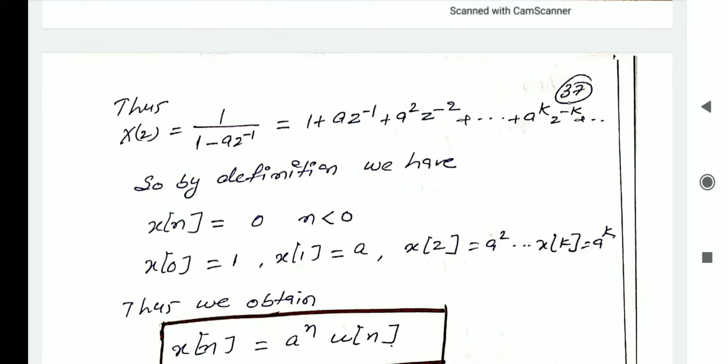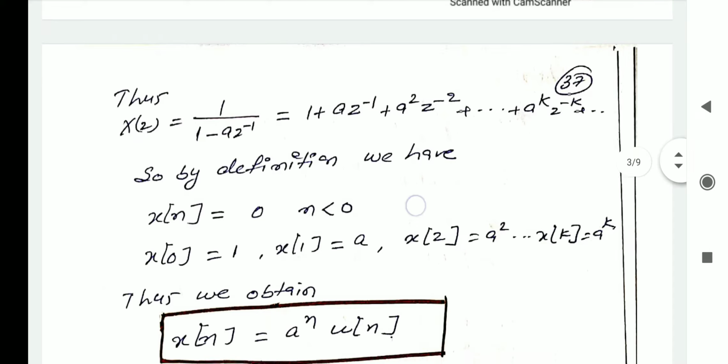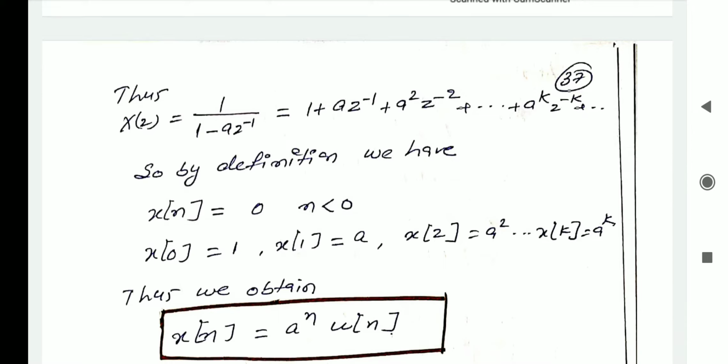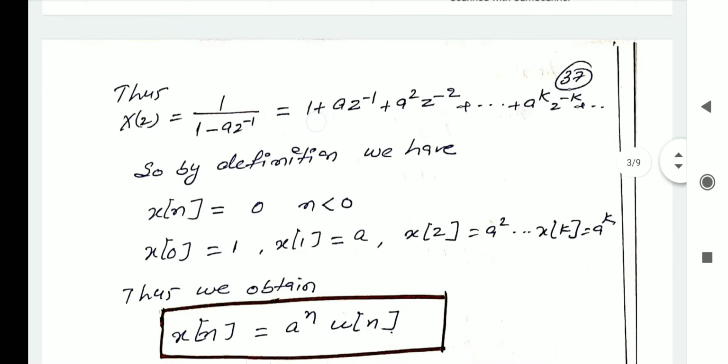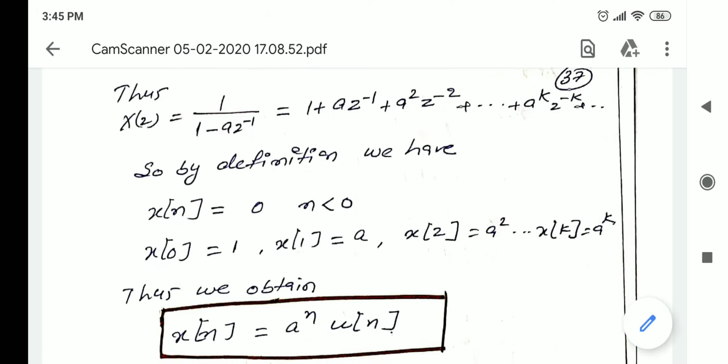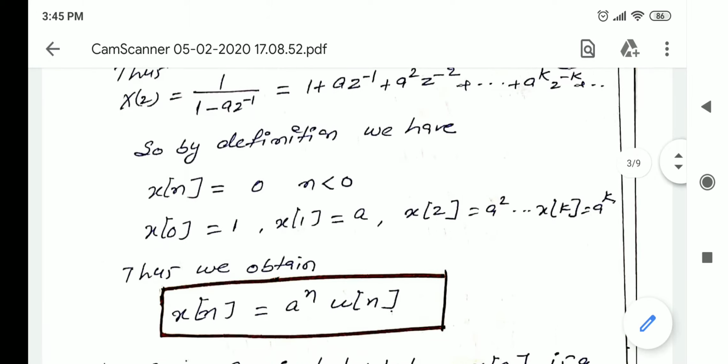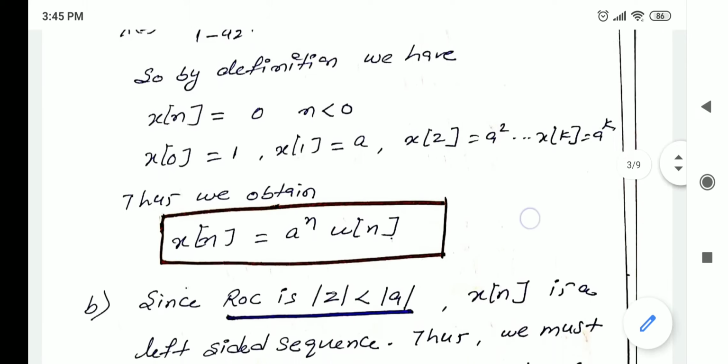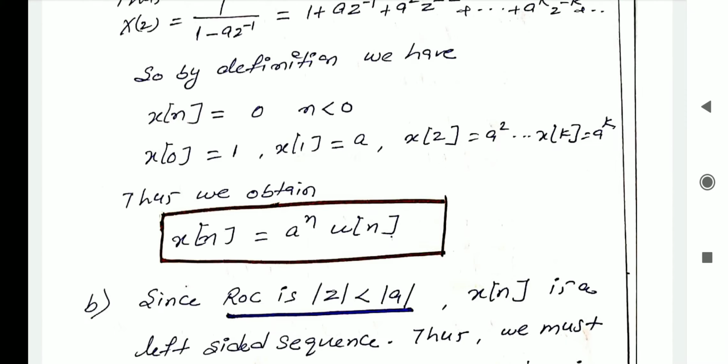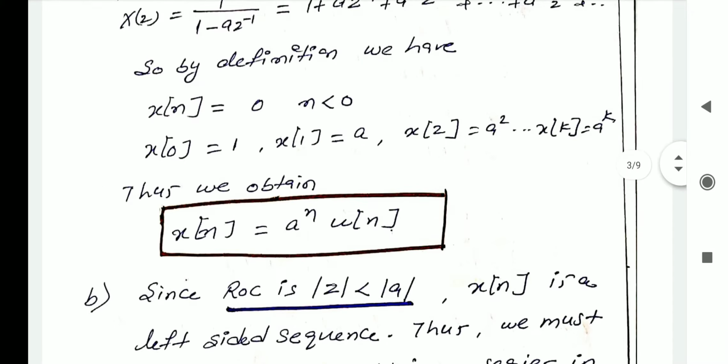Now here we can see that there are no positive powers of z. So for n less than 0 we are not having any values, but x of 0 is 1. Here we have a constant value 1, where z to the power 0 is 1. So x of 1 is a, x of 2 is a square, x of k will be a to the power k. So we can write it as x of n equals a to the power n u of n.